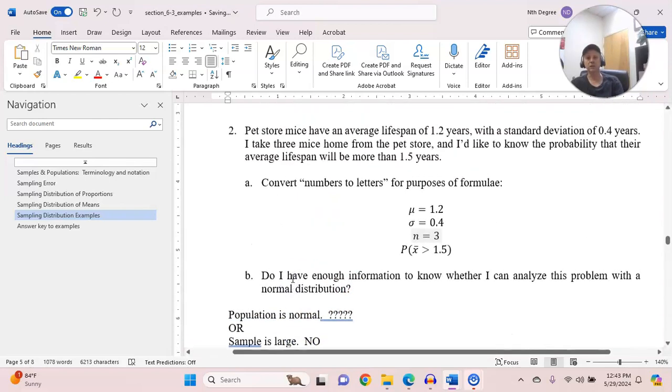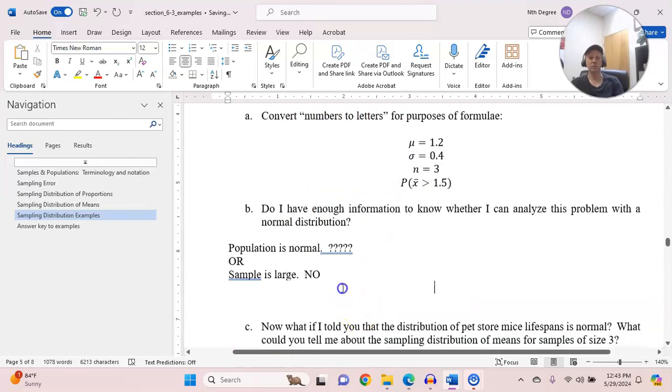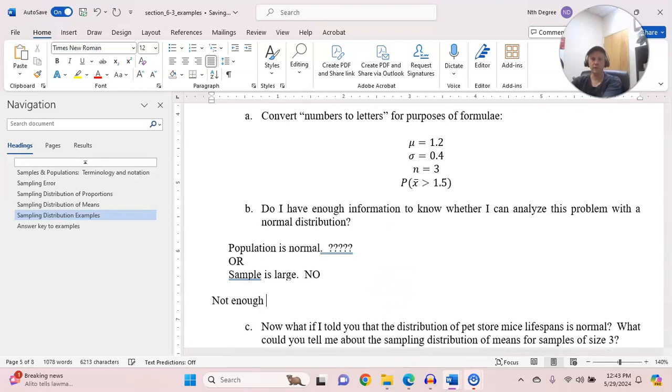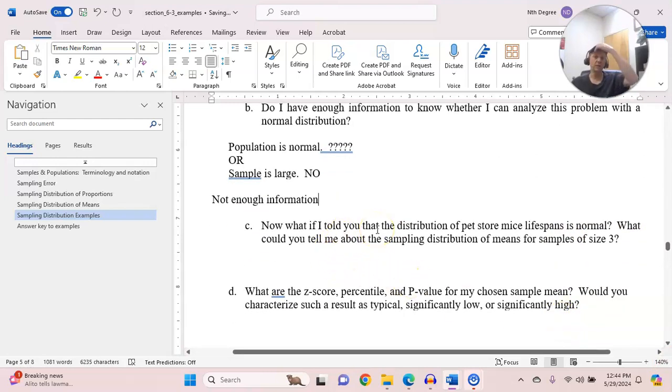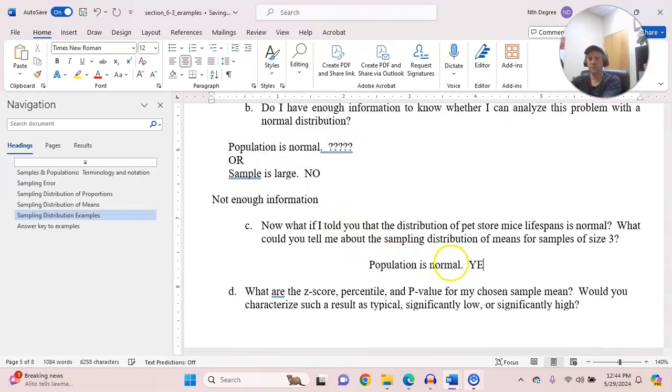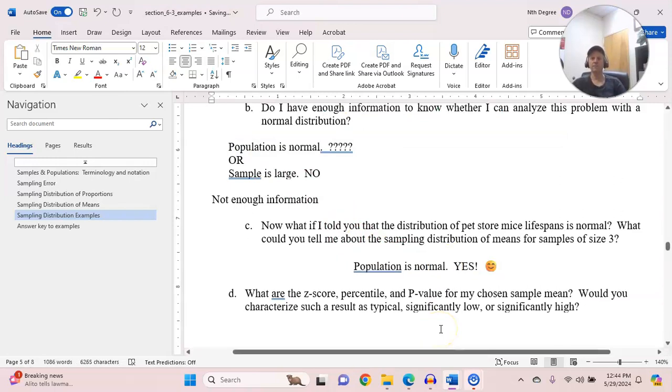Or is the sample size large? No, it's only 3. Okay, so the answer to this question, do I have enough information? No, I don't have enough information yet. But look at part C. Okay, so here, not enough information. Part C, though, says, now, what if I told you that the distribution of pet store mice lifespans is normal? Ah, got it. Okay, so in that case, we could go up here and say the population is normal. Yes. Okay, then we're good to go.